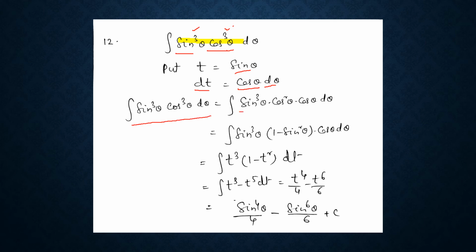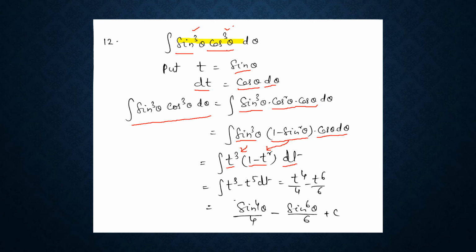Now the integrand, integral sine cube theta into cos cube theta d theta, can be written as integral sine cube theta into cos square theta into cos theta d theta. So that is integral sine cube theta into 1 minus sine square theta into cos theta d theta. Now put sine theta is equal to t. Then the integrand becomes integral t cube into 1 minus t square, and cos theta d theta can be written as dt.